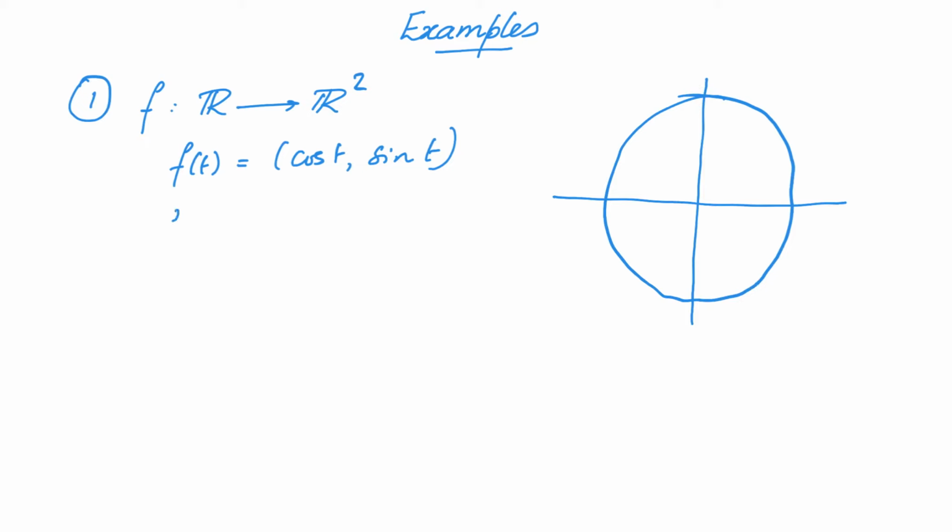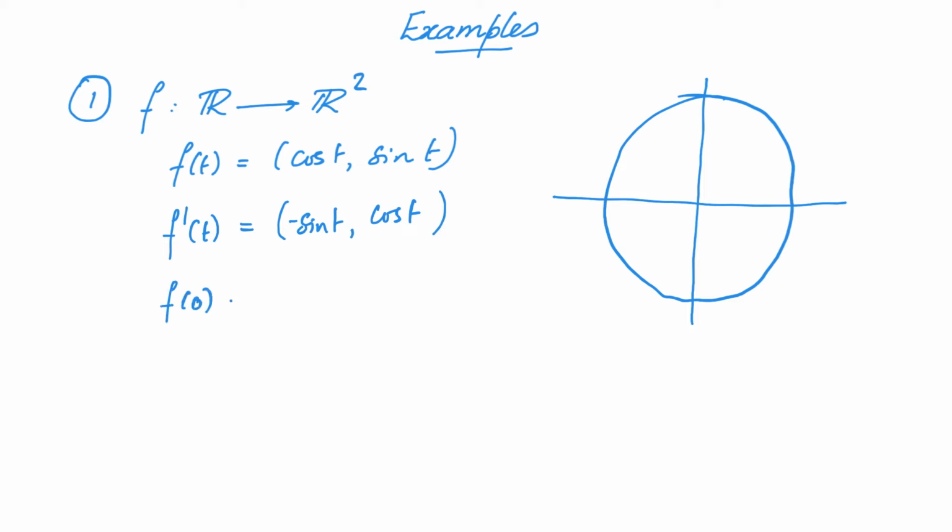Let us now look at the derivative of this function, f dash of t. We saw earlier that the derivative of such a function is given by the derivative of its components. That means we have to take the derivative of cos t, which is equal to minus sin t, and the derivative of sin t, which is equal to cos t. So the derivative of f at t is equal to (minus sin t, cos t).